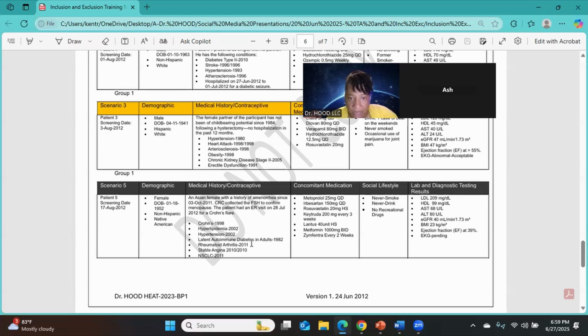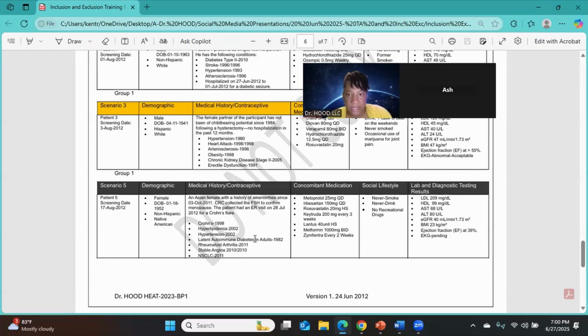And then she has rheumatoid arthritis. That is another autoimmune disorder. So she has three things that are attacking her immune system. Again, she may or may not take an immunosuppressant drug.